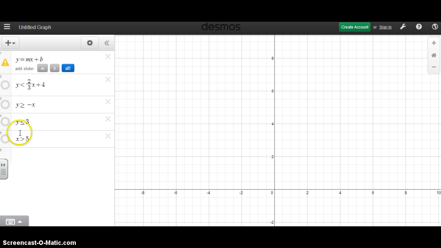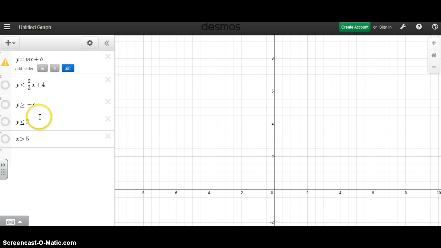Now these last two are special graphs. This one is y is less than or equal to 3. Whenever you have y equal to a number, that means it's going to be a horizontal line. A horizontal line meaning it has a 0 slope. And we have to find where 3 is on our y-axis. If I look over here, positive 3 is going to be somewhere right over here. We have 2 and 4, so 3 is somewhere right over here. And it's going to be a horizontal line.